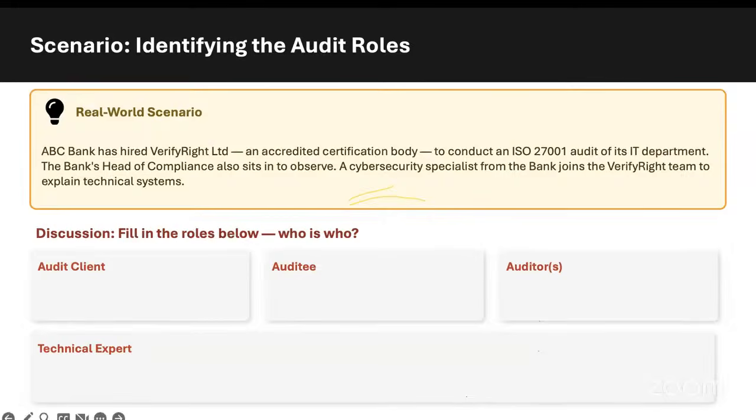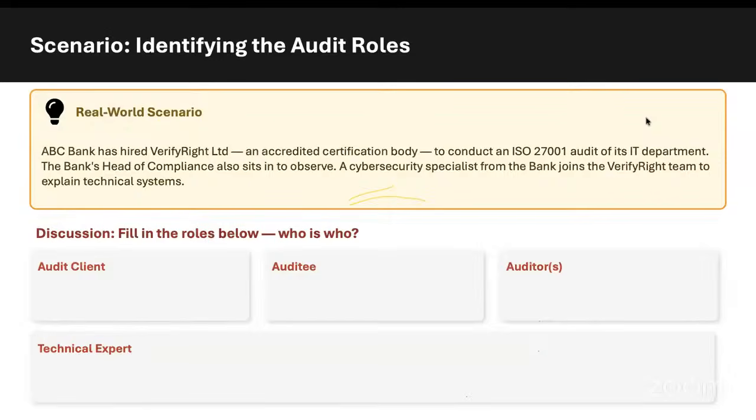So let us see. Let's check again. Fine. ABC Bank is the audit client. That is correct, for everyone that mentioned ABC Bank as the audit client, very correct. Now, who is the auditor? The auditor is Verify Limited. That is straightforward, right?